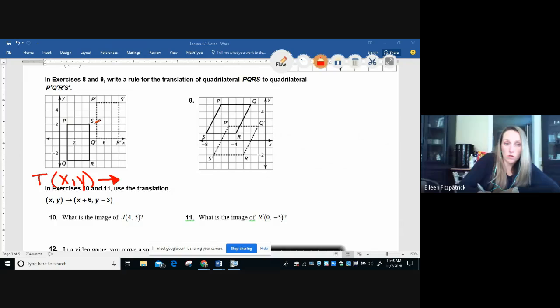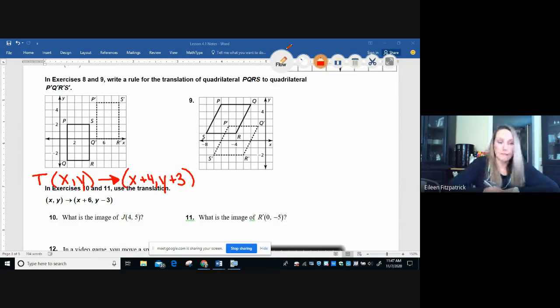1, 2, 3, 4 to the right. 1, 2, 3 up. Let's see if it's the same for S. 1, 2, 3, 4 to the right. 1, 2, 3 up. Check for Q. 1, 2, 3, 4 to the right. 1, 2, 3. And R, 1, 2, 3, 4 to the right. 1, 2, 3. So I'm moving all my points 4 units to the right and 3 units up.